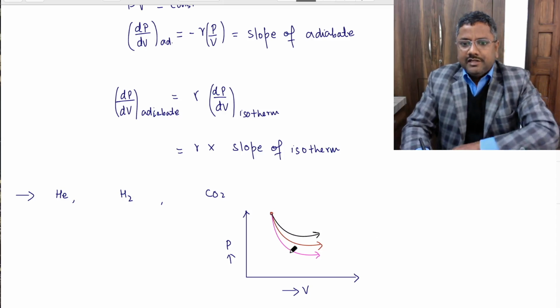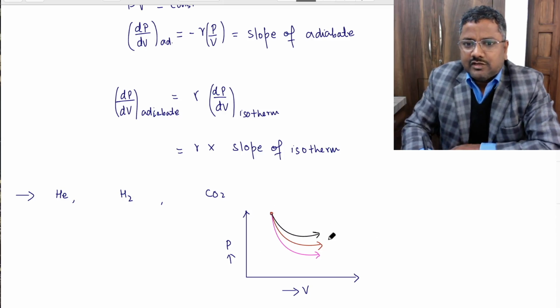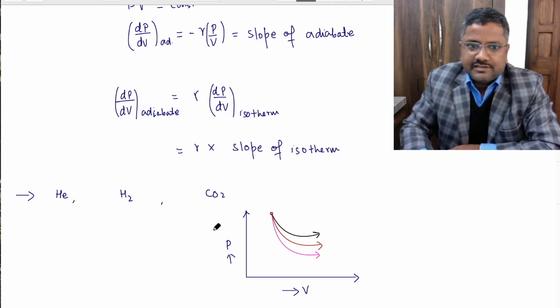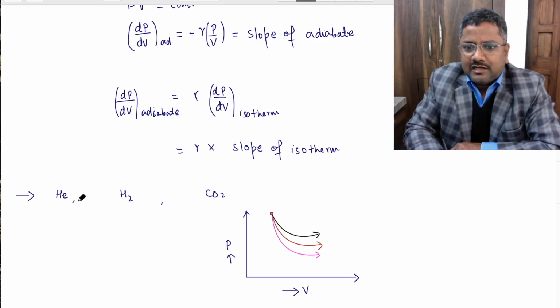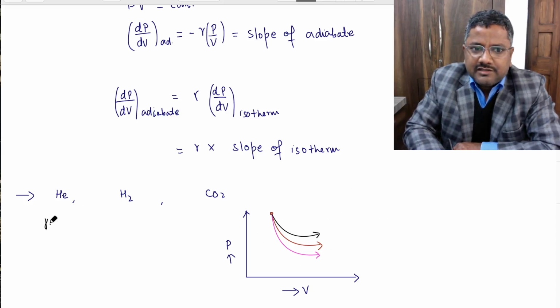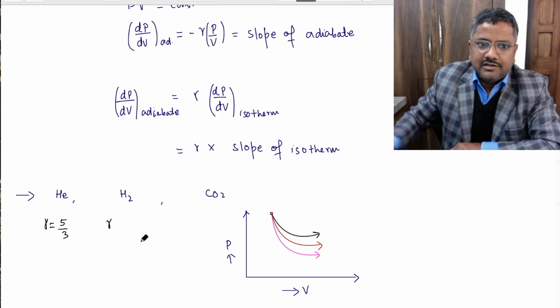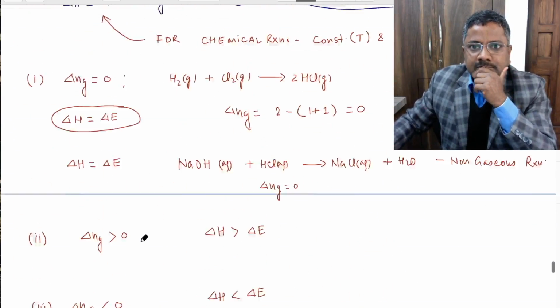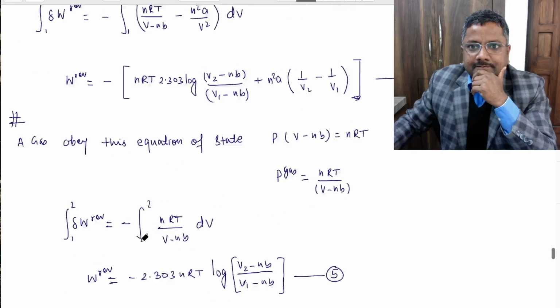Suppose that different adiabates are given. It is asked to identify which curve, which plot is for which gas. So you just compare the gamma. Gamma for helium is 5 by 3, monoatomic. Gamma for diatomic, we have already calculated, 7 by 5.